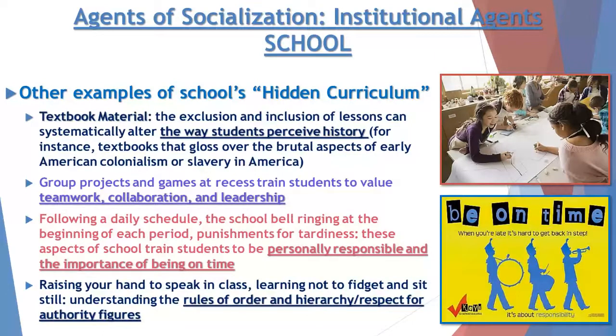Number one, and this has been in the news recently, textbook material. Different states, different school districts, have different textbooks for a variety of reasons. Some textbooks exclude certain lessons. Some include lessons. And the way those lessons are included or excluded can systematically alter the way that students perceive history. For example, there's a lot of textbooks that gloss over the way that Native Americans were treated at the beginning of the colonial era of this land.